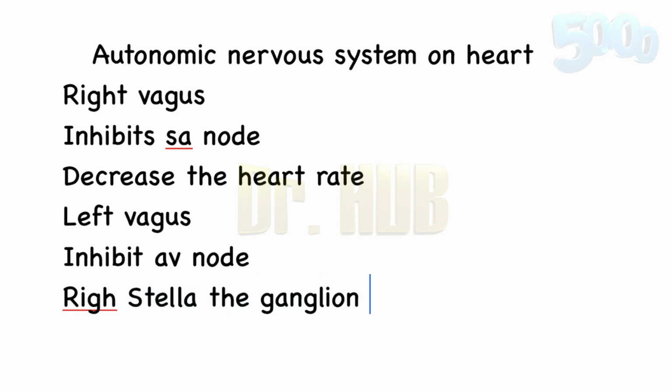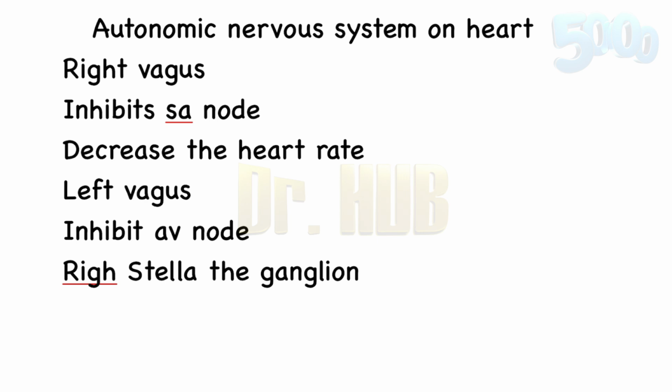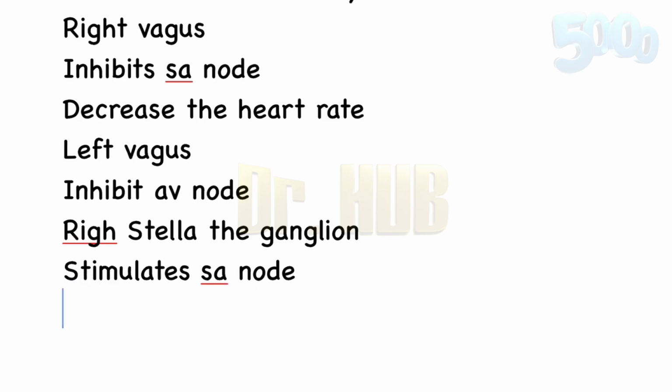Then moving on to the right stellate ganglion. The right stellate ganglion causes the stimulation of the SA node. So it stimulates the SA node, and it also increases the heart rate. It stimulates the SA node and the heart rate.